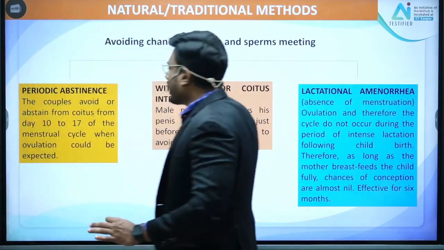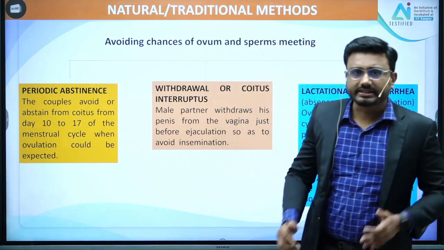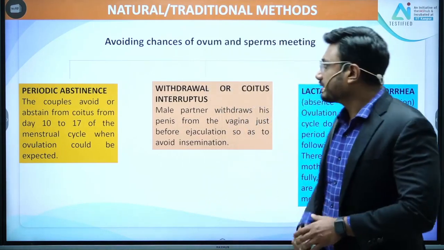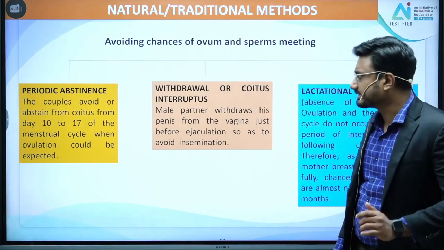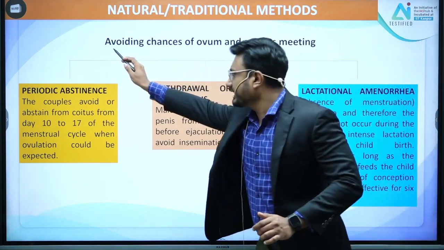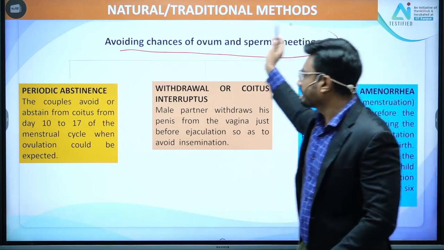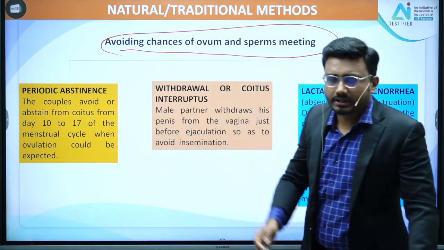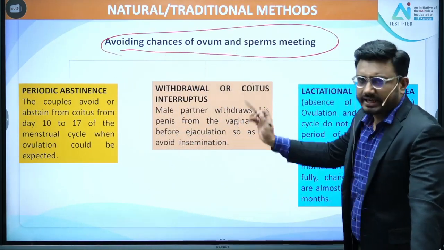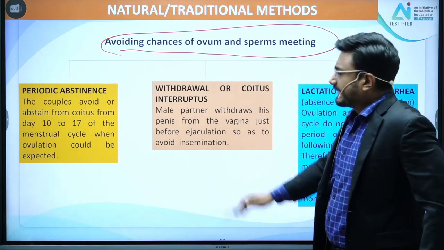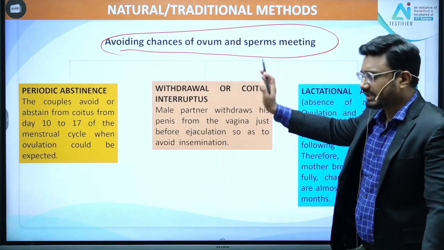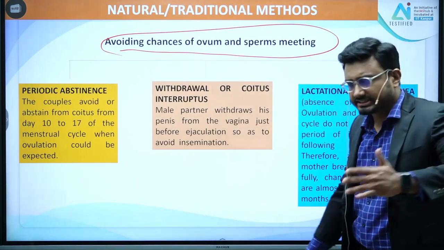Now let us understand various other methods of contraception. First we are going through the natural and traditional methods of contraception, in which the main aim is to avoid any chance of the ovum and the sperms meeting. In this method, we have three processes. So let us go through them.